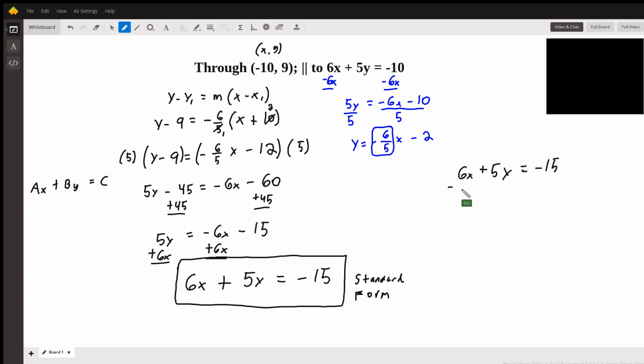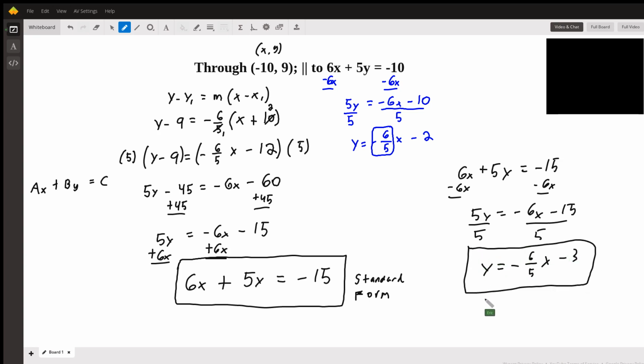So we're going to subtract 6x from both sides. We're going to get 5y = -6x - 15. Now just divide both sides by 5 to get y = -6/5 x - 3. And that's going to be our equation. Notice that we have the same slope. And this is going to be our answer in slope-intercept form. So whichever way your teacher or your worksheet wants it, you can use one of these two answers.